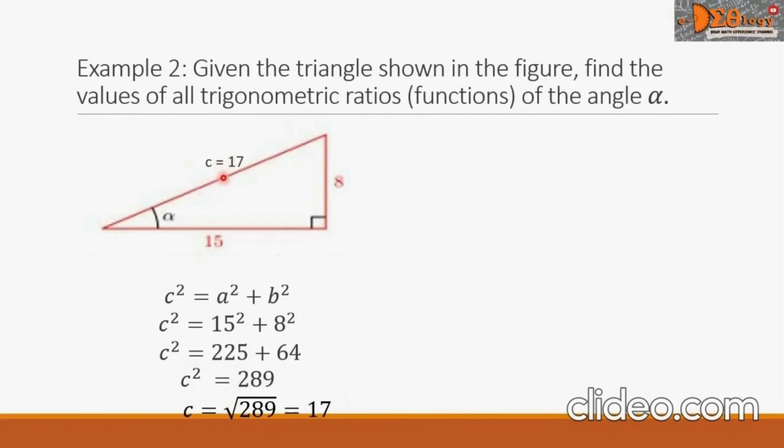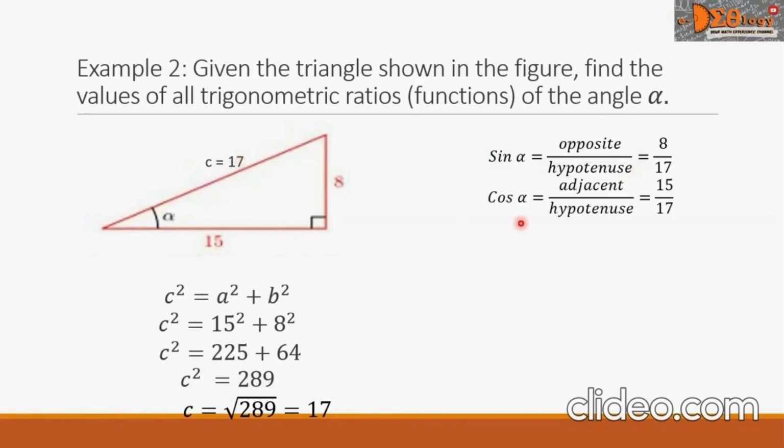Then we will start writing our trigonometric ratios. Let's begin with the sine alpha. We know the ratio is opposite over hypotenuse, and that is equal to 8 over 17. The next is the cosine alpha. The ratio is adjacent over hypotenuse. The adjacent is 15 over the hypotenuse 17. So cosine alpha is 15 over 17.